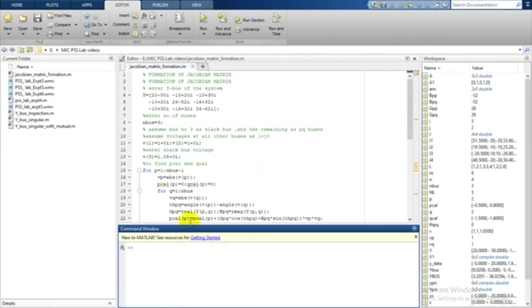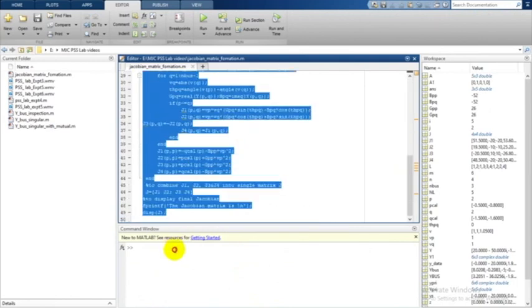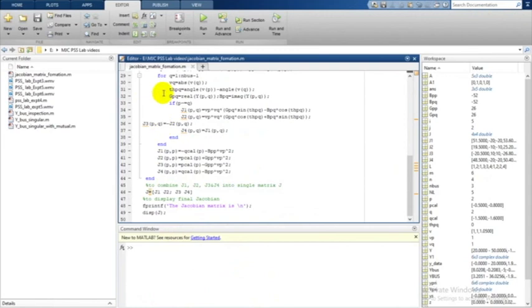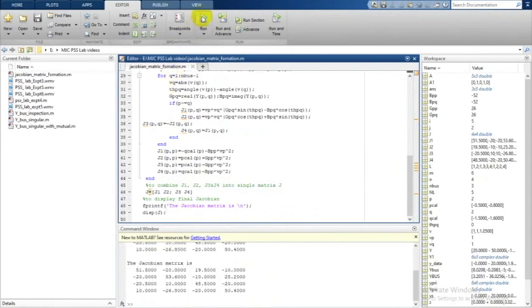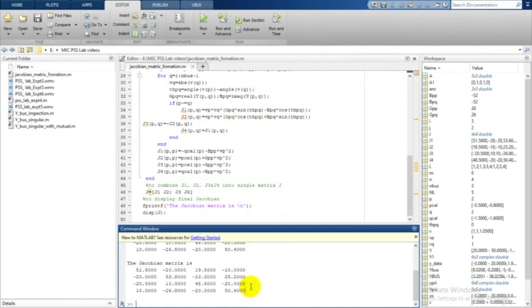Okay. First you type the code as it is here, type the code as it is, and run. Press run button. You will get the final answer. If your program is correct, you will get the answer. I am showing you. Okay. This is how one can find the Jacobian matrix using the NR method technique.